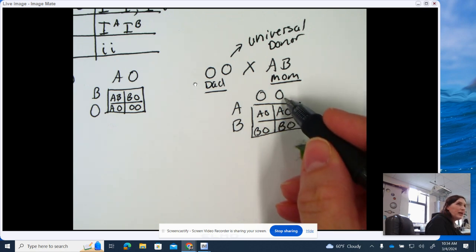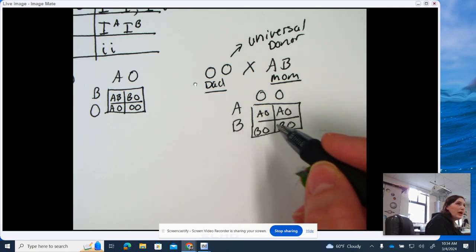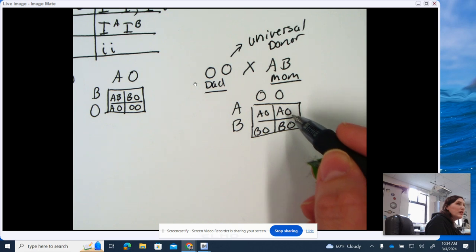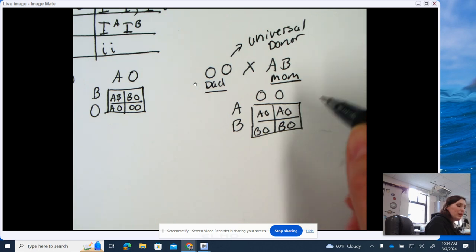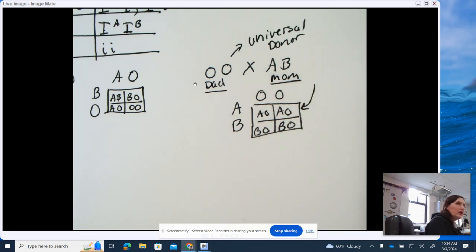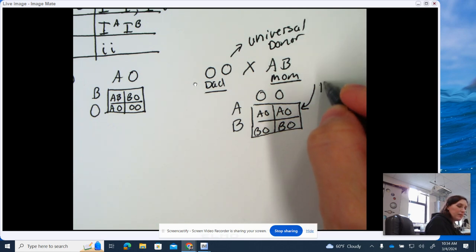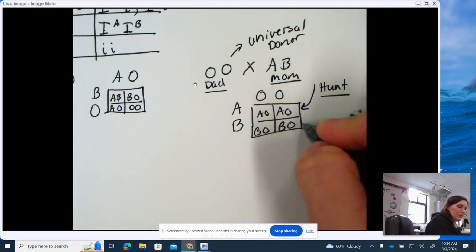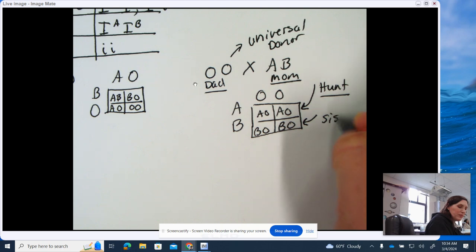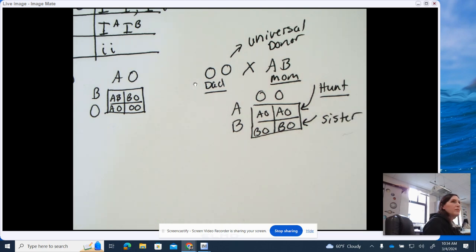So my dad and my mom, and I had a 50-50 chance. I could have been type A or type B. I'm actually type A. Type B is my sister. She's type B. Let's go back and look at our warm-up today on the screen.